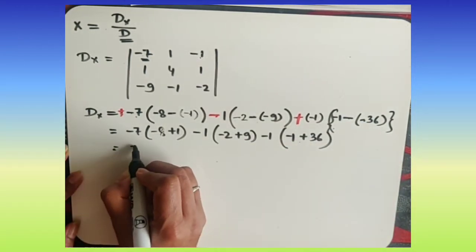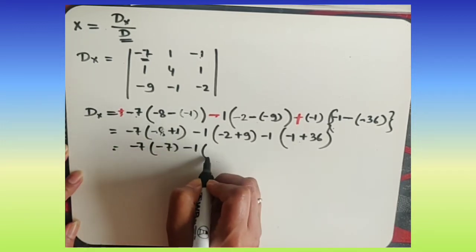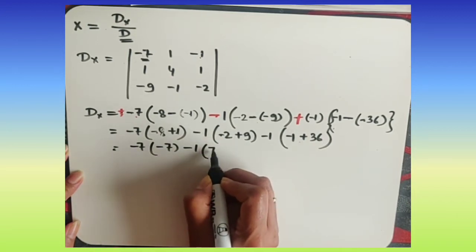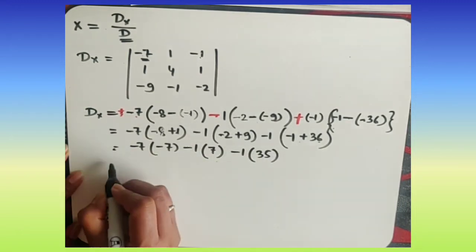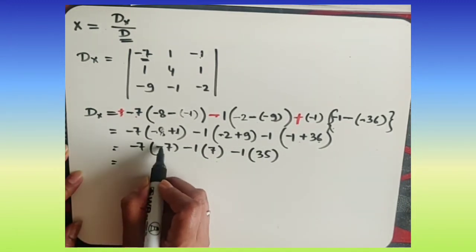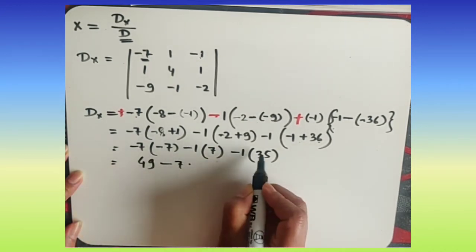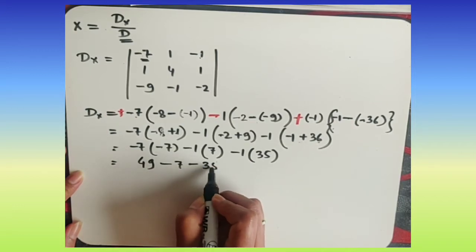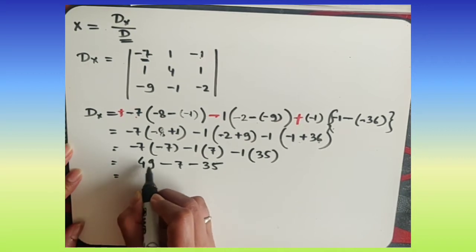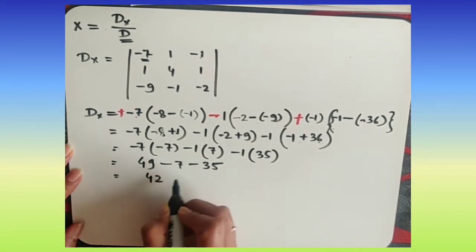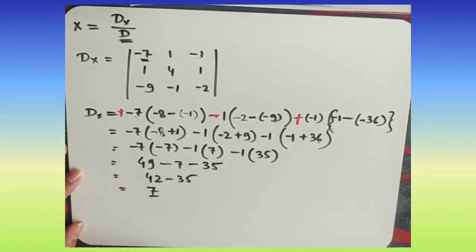Then here it will be minus 7, minus 8 plus 1 will give us minus 7, minus 1, minus 2 plus 9 will give us plus 7, and then minus 1, and here it will be plus 35. Multiply minus 7 by minus 7, that will be plus 49, then here minus 7, and then here it will be minus 35. Then 49 minus 7 will give us 42, and then minus 35, this will be 7. So dx will be 7.